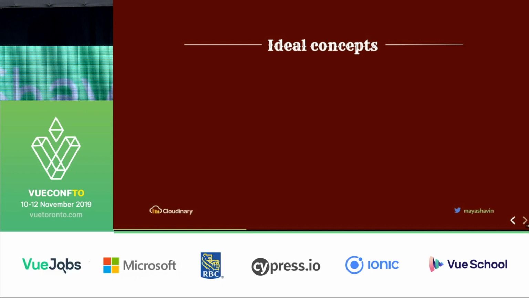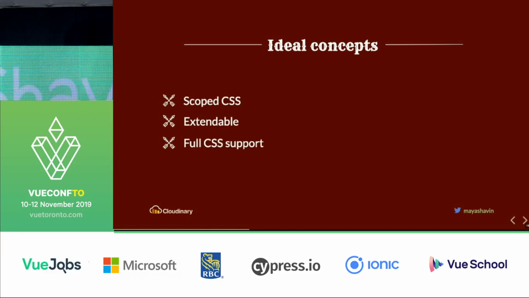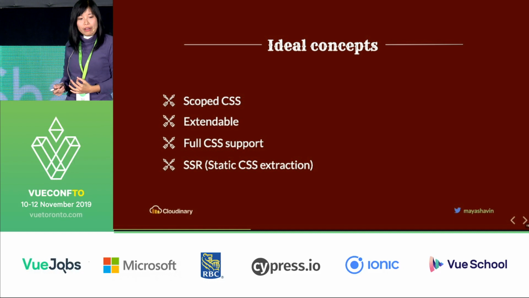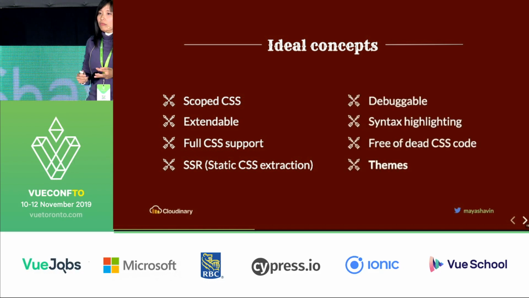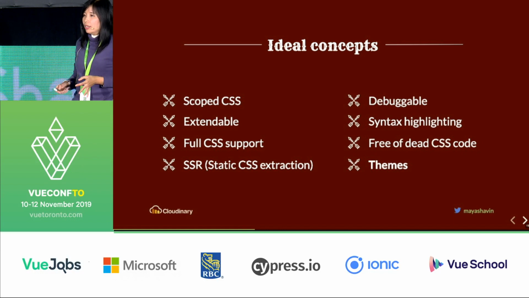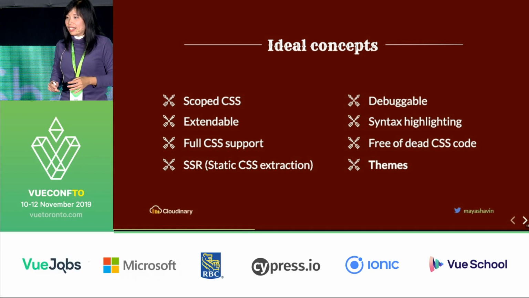So the ideal concept of CSS in JS is that we have scope, we have extendable, style together, but on condition: full CSS support, it helps to support server-side rendering, debuggable, syntax highlighting, free of dead code, and most important, theme. It helps to allow theming easily.